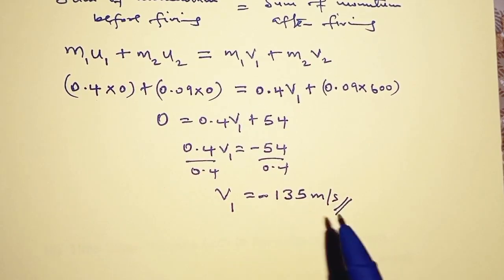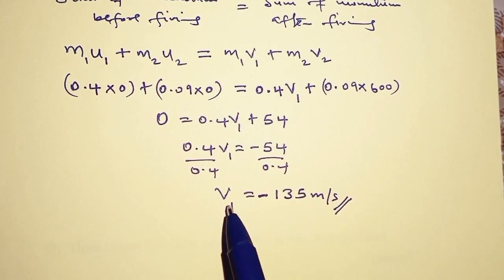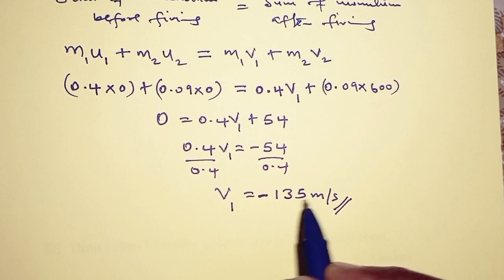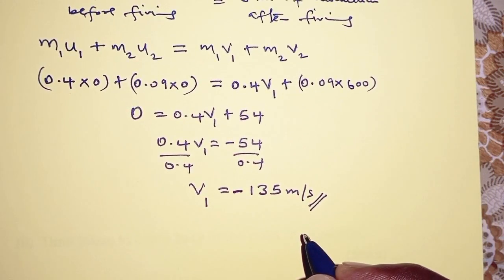So negative here implies that the velocity of the gun was in the opposite direction to the direction of the bullet. And with that, we come to the end of the solution to this problem.